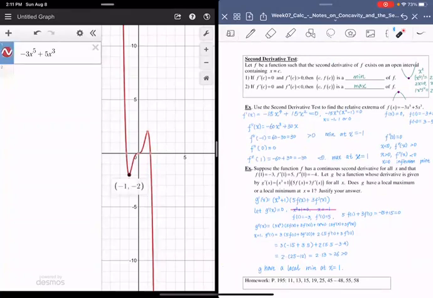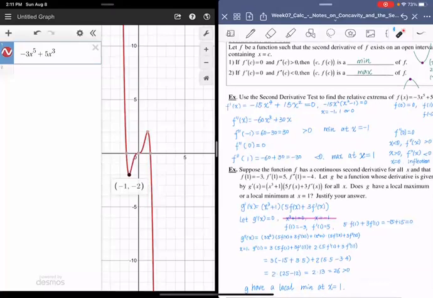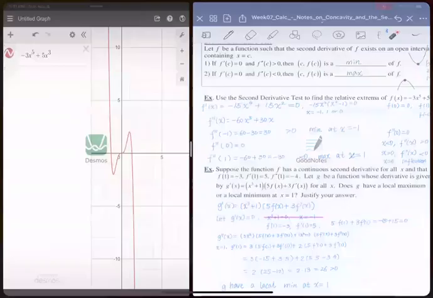Okay, so at x equals -1, at this point, your second derivative is bigger than 0, concaving up. So this gave you the minimum point, local minimum point, or relative minimum point. On this position, your second derivative is less than 0. So it is concaving down, and this point is your maximum point. Okay.